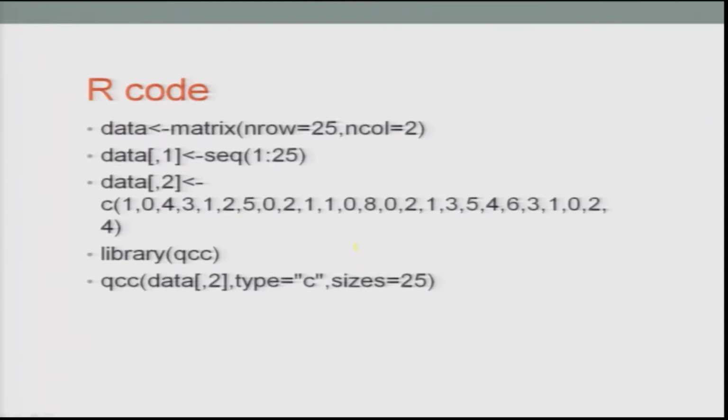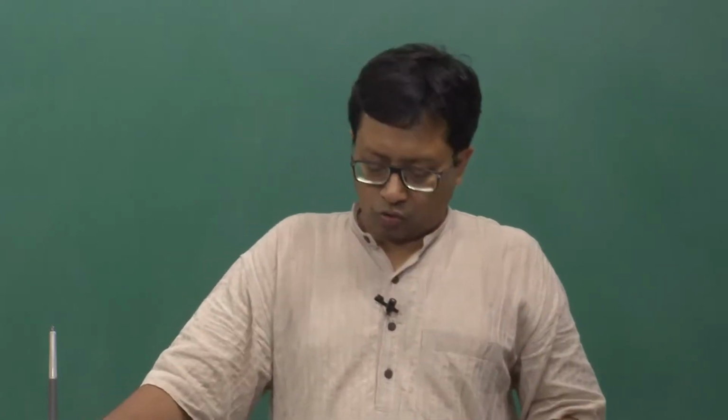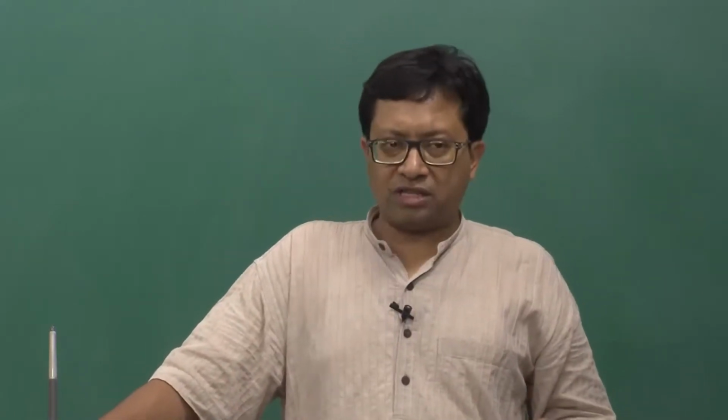So again, this is a small R code. The data matrix is of size 25 cross 2, and then we put in the data, which is the so-called non-conformities. It starts with 1 0 4 3 and goes on till 1 0 2 4. From there you recall the library functions, and based on that you do the calculations, and then you can find c or c hat and the corresponding upper control and lower control values. Once you do that, here is the chart which we have.